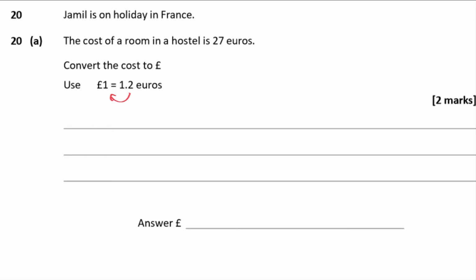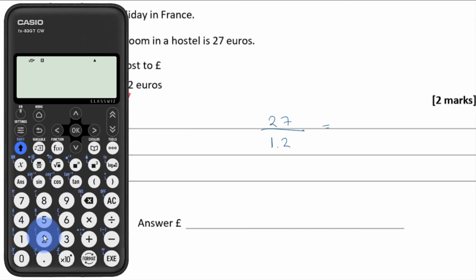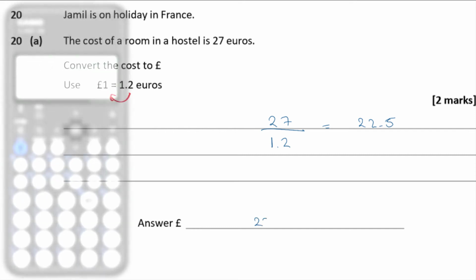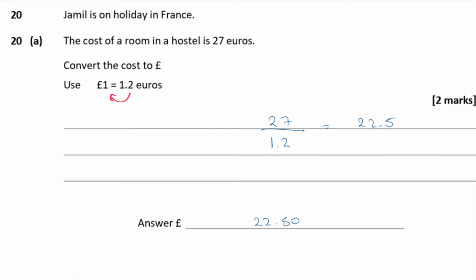Okay, so the cost in pounds is going to be the 27 euros divided by 1.2 euros, and that comes to 27 divided by 1.2, and that comes to 22.5, I guess, which is £22.50, isn't it? Should really write that in pounds and pence.